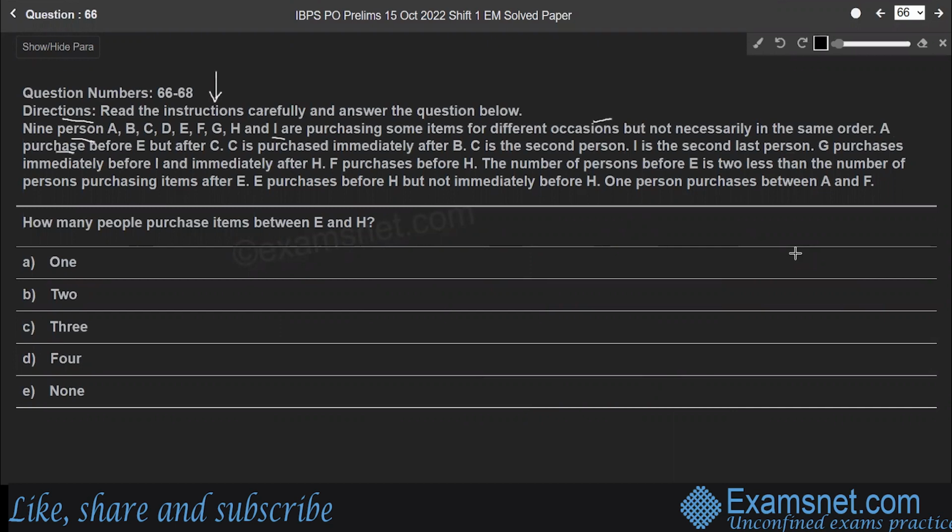A purchases before E but after C. C is purchased immediately after B. C is the second person and I is the second last person. G purchases immediately before I and immediately after H.